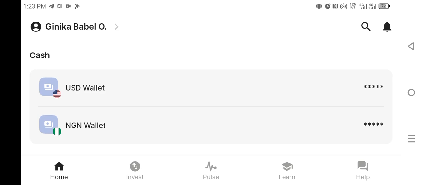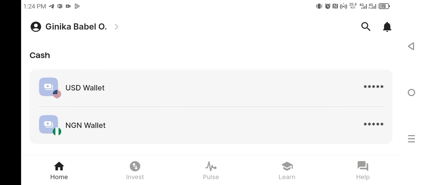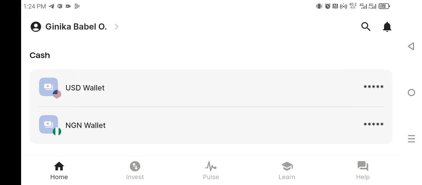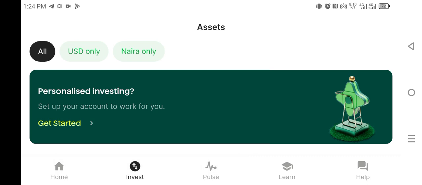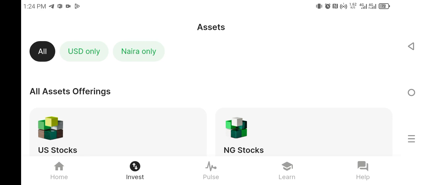And then we have cash. The USD wallet shows the balance you have on your USD account. Now if you fund your account with a dollar, it will show under your USD wallet. And if you fund your account with naira, it will show on your NGN wallet. Now let's move to invest. Now invest is basically where you can invest.